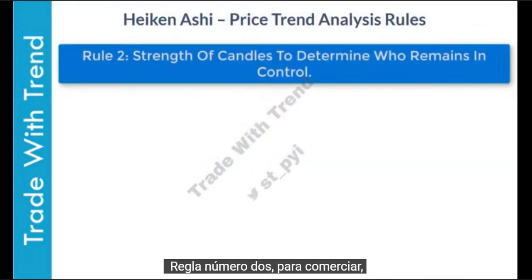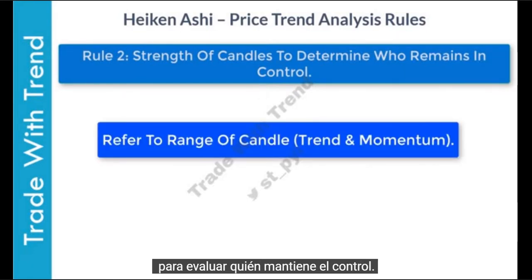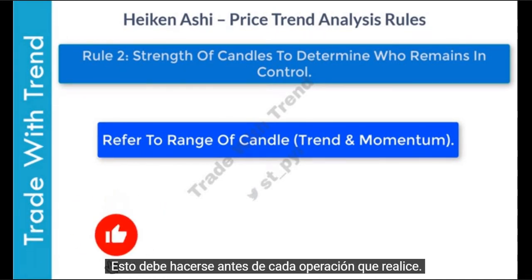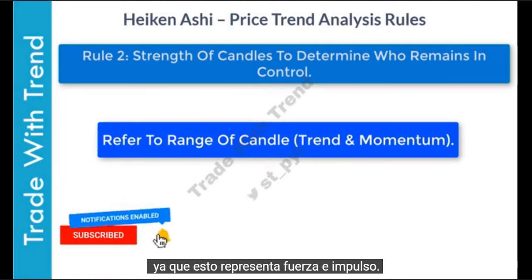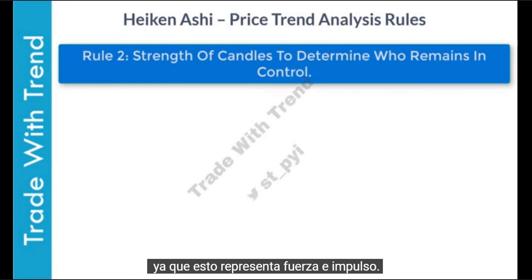Rule number 2. For taking a trade, you need to assess strength of candles to assess who remains in control. That is, buyers or sellers. This has to be done prior to each trade that you take. For strength of candle, you need to refer to range of candle as this represents strength and momentum.